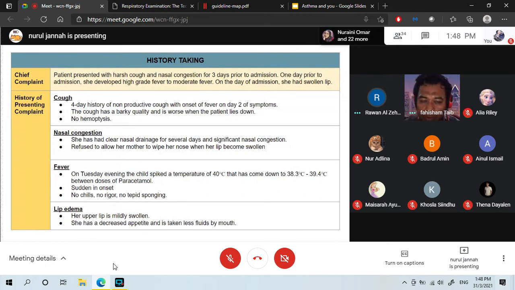Cough, because she has had cough for 4 days. Okay. So if I were to ask you, what is the reason for you to admit this patient? What is the most important thing, in light of the presentation, cough, nasal congestion, fever, which one is the most concerning, that has led you to admit this patient or not admit this patient?